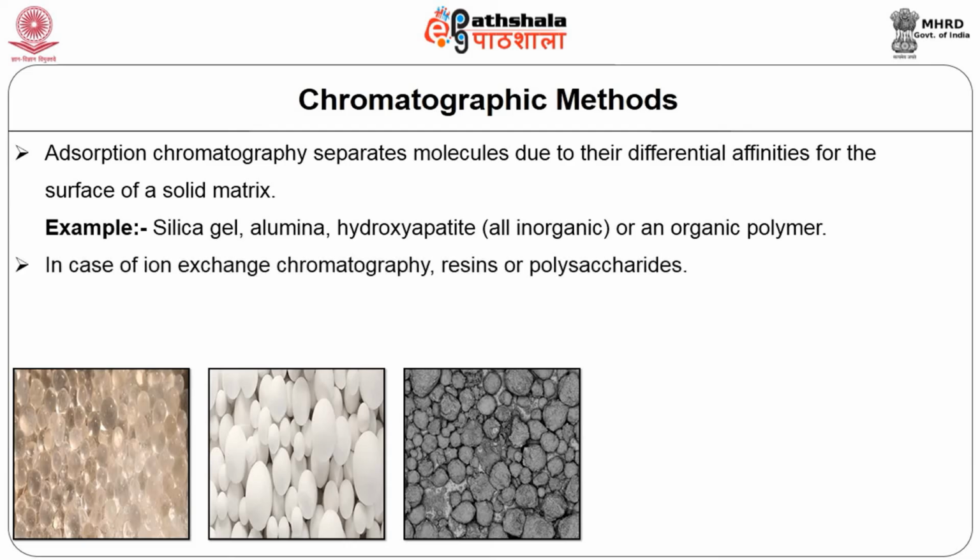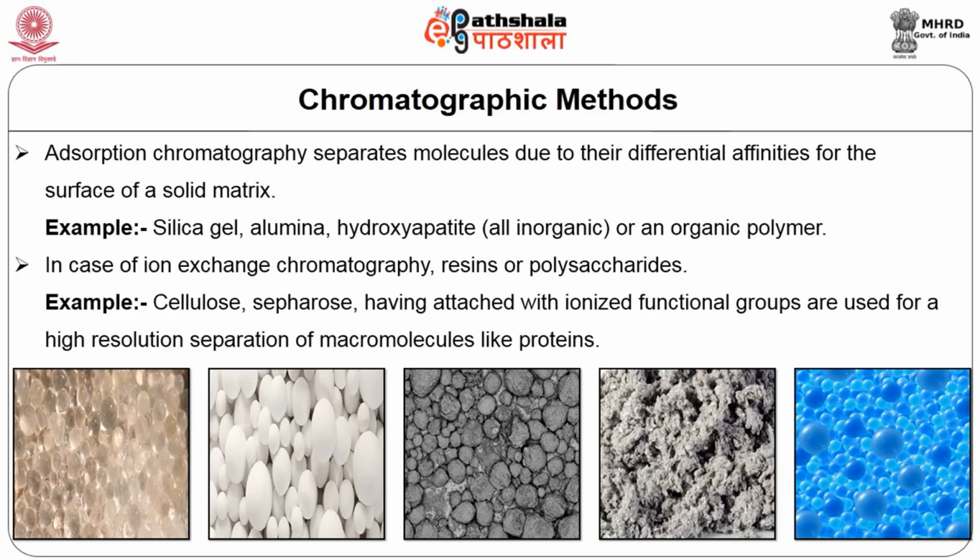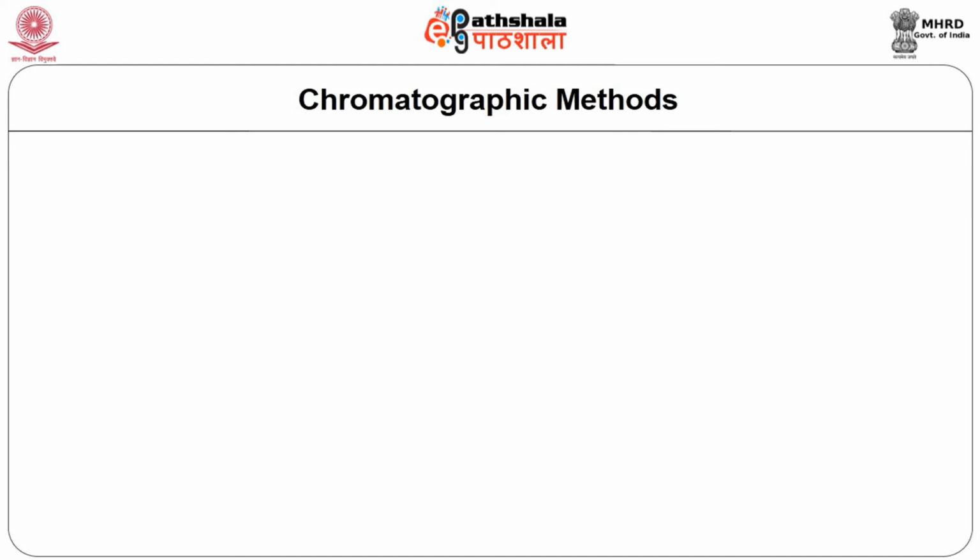In case of ion exchange chromatography, resins or polysaccharides, example, cellulose, saccharose having attached with ionized functional groups are used for a high resolution separation of macromolecules like proteins.